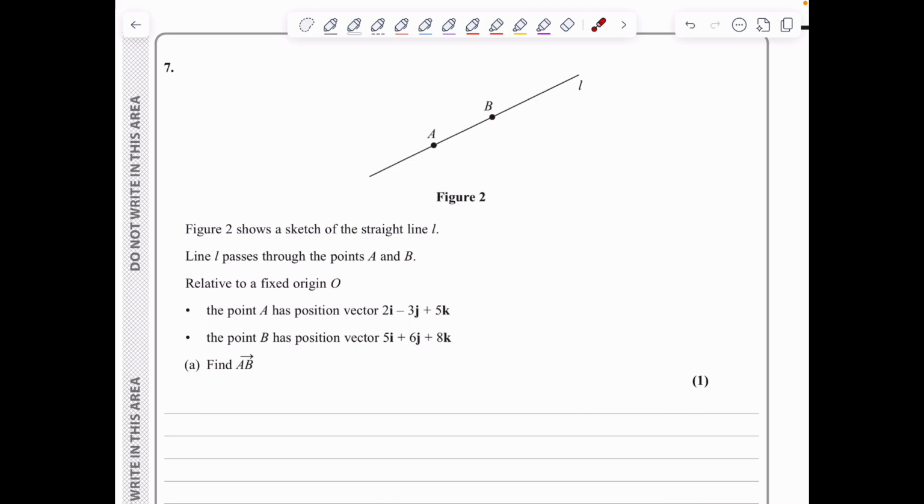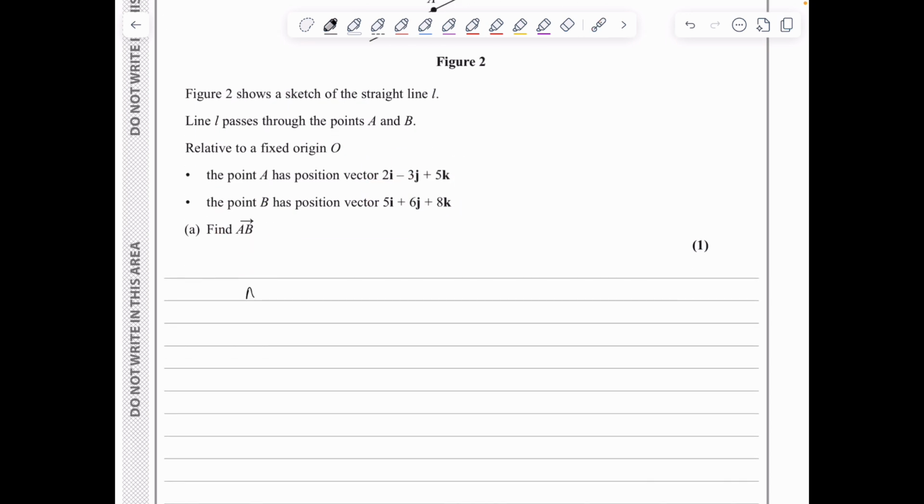Question 7 is on vectors. We've got a sketch of the straight line L here. Now this line is passing through the points A and B. We've got the position vector of A and the position vector of B, and we need to find the vector AB. Well, we know that to go from A to B, I do the position vector of the second letter, so OB, minus the position vector of the first letter, so OA.